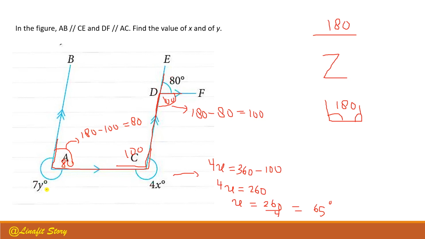7y is the reflex of angle A. So 7y is equal to 360 minus 80. 7y is equal to 280. So y is equal to 280 divided by 7, which is 40 degrees.